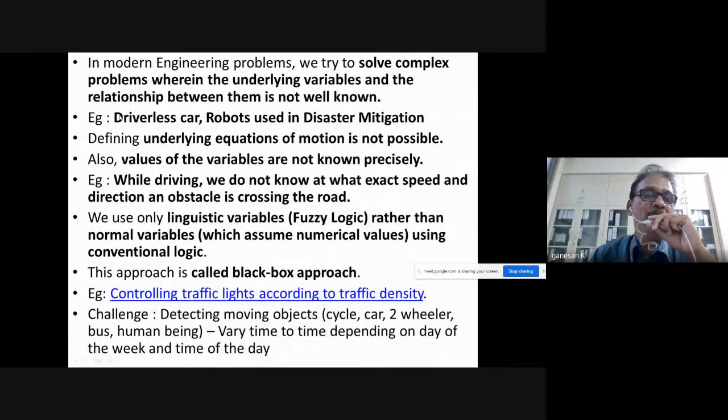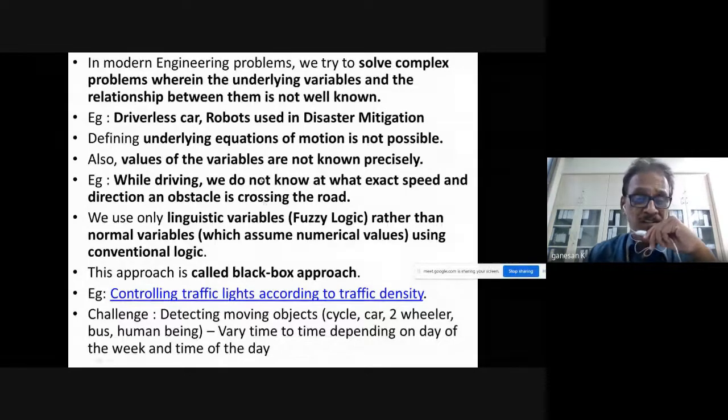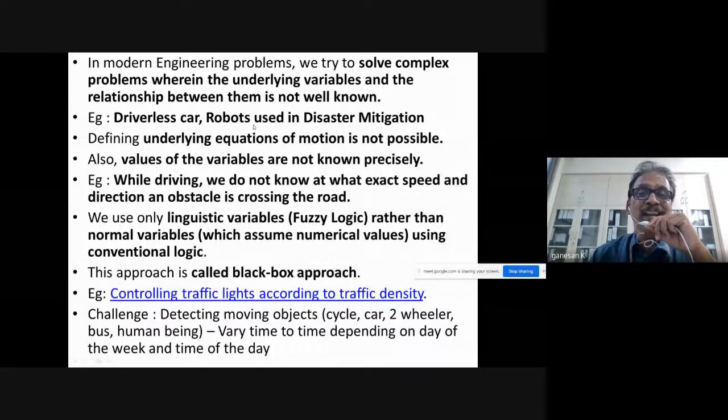The typical example, as I mentioned, is the driverless car, and people are also now using robots in disaster mitigation. When you talk about robotics, you may think that it is all matured, but the robots used in industry, maybe in surgery or the car industry, are all static robots, where the parts move on a conveyor belt, and your lighting system and camera are all in fixed locations.